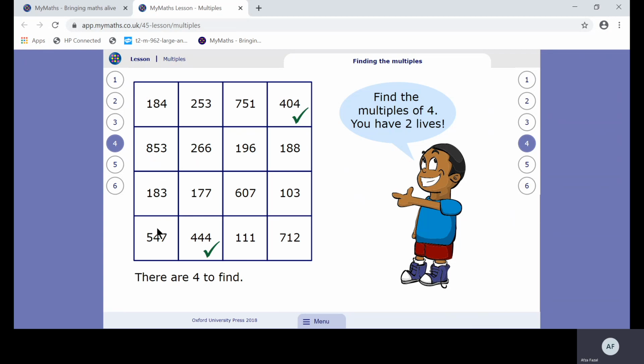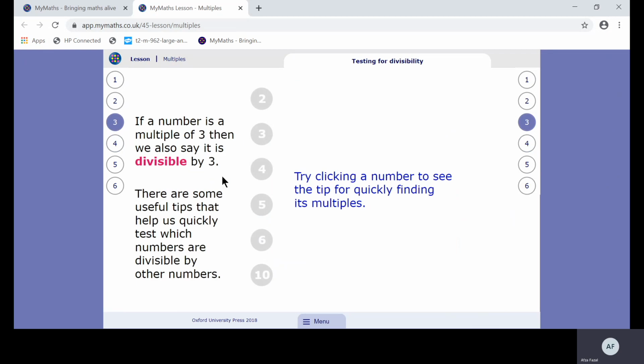Let's go with 184. Half of 84 is 42. Half of 100 is 50. So 50 and 42, that's divisible. 196, so 50, 48, that's 98. Right, I'm going to leave the other 2, but that's what you'd have to do: you'd have to use these tricks to help you, okay?